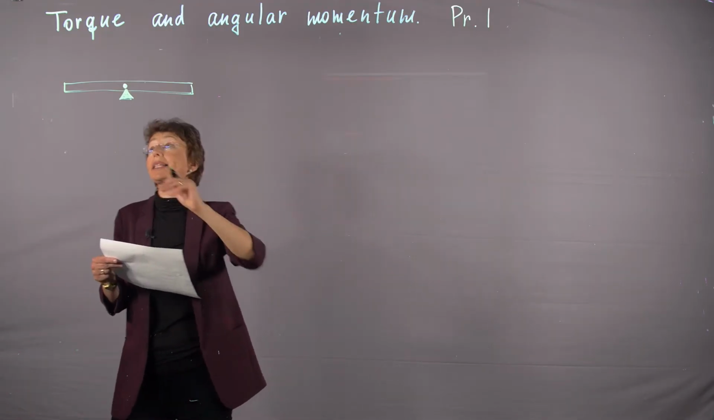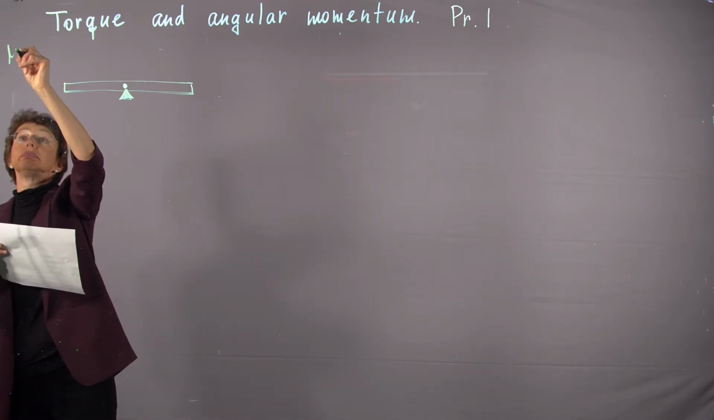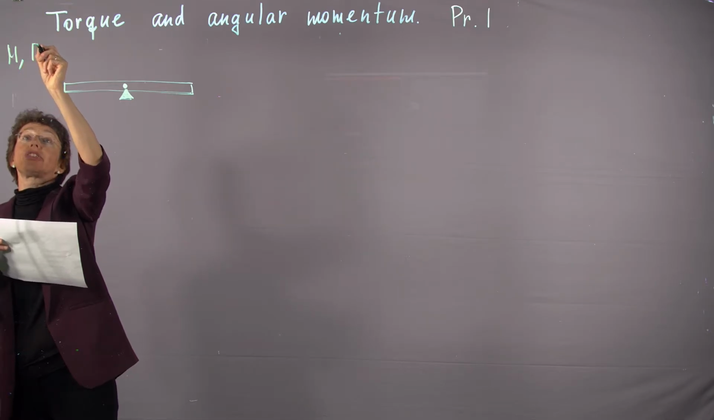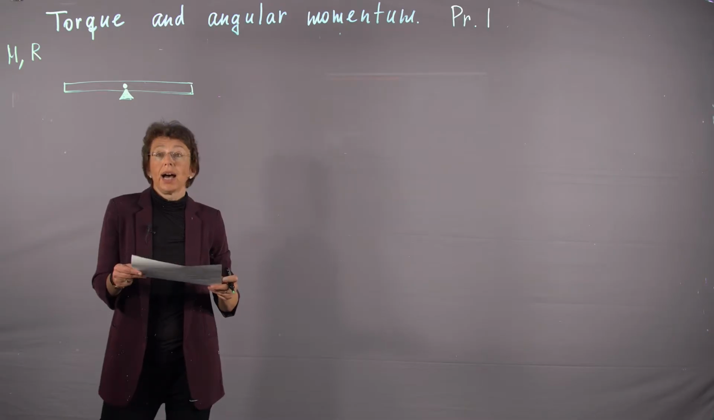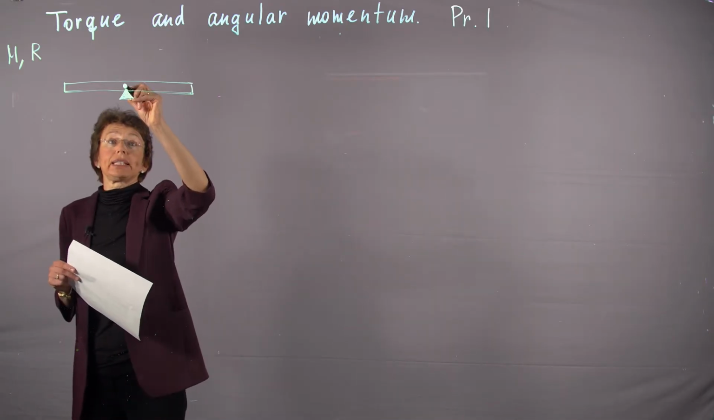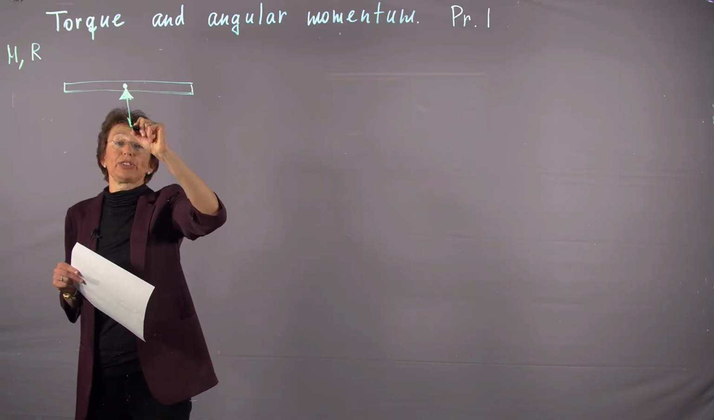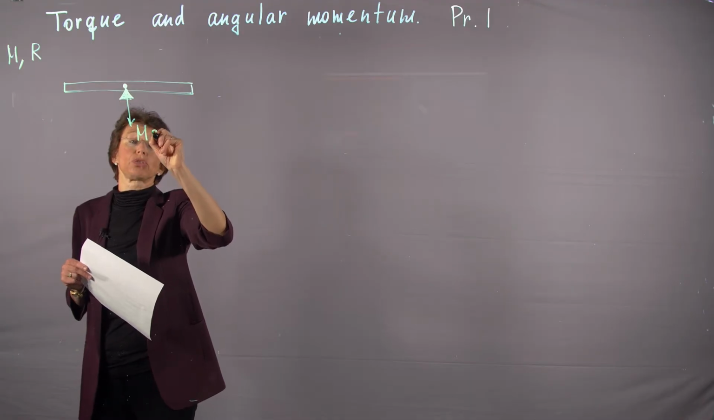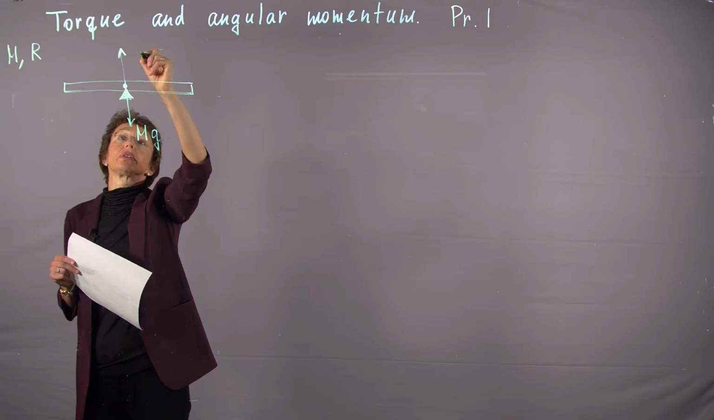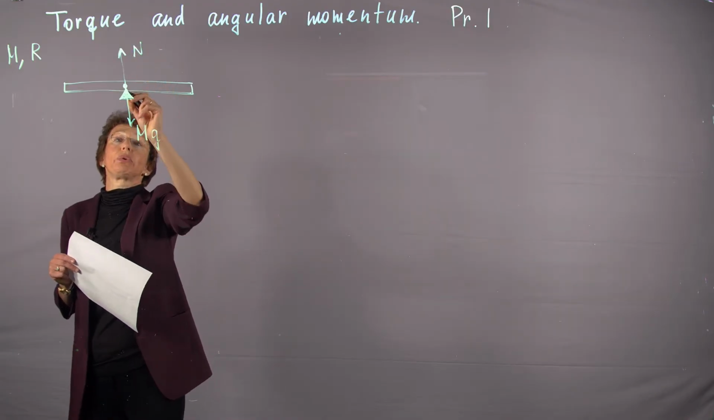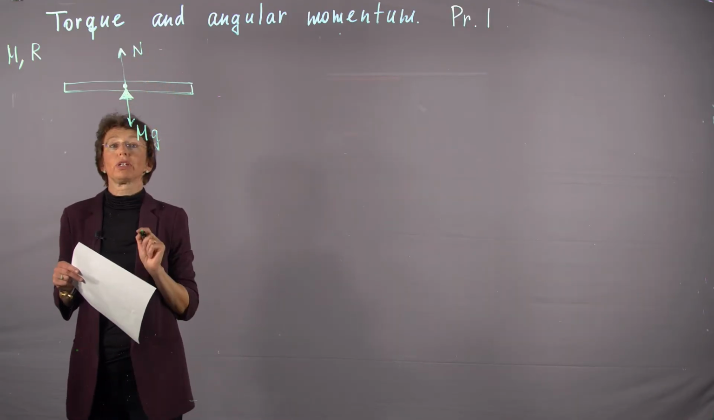This rod has mass m and length capital R. There is force of gravity applied to the center of mass acting on this rod, mg. There is also a normal force with which the pivot pushes on the rod.